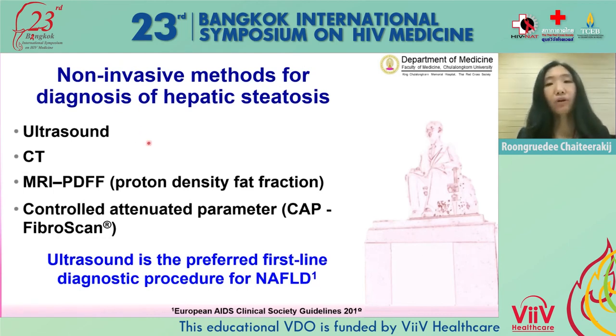There are a couple of radiologic imaging methods that can be used to diagnose hepatic steatosis, or fatty liver: ultrasound, CT, MRI, or controlled attenuation parameter, or CAP. The trade name is FibroScan. Among these, ultrasound is the preferred first-line diagnostic procedure for fatty liver.